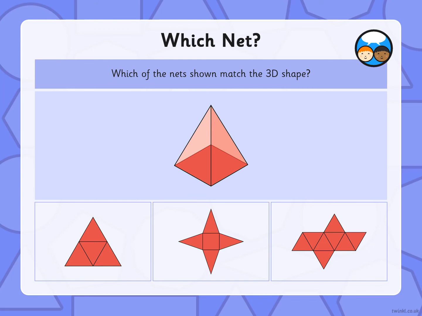Okay, again, thinking logically. We know we've got a pyramid. It's a 1, 2, 3, 4. There's a flat square at the bottom, so we've got a square base pyramid. So looking at the central part, what would give me the base of this pyramid? I know it's not that one. That wouldn't fold back up together. So which one would it be? Imagine folding the sides up. It would be this middle one here.